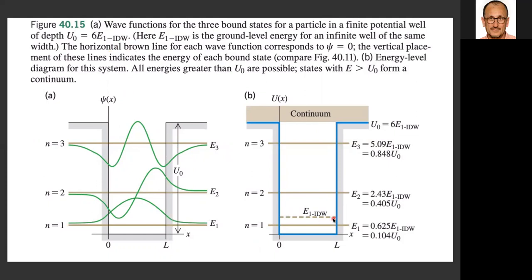What is the energy of the infinite well? Let's say the potential energy goes to infinity. If the potential energy goes to infinity, the ground state energy will be here. Okay, that's what this diagram shows. And this value here of the potential for this particular finite potential well is 6 times this value. Okay.